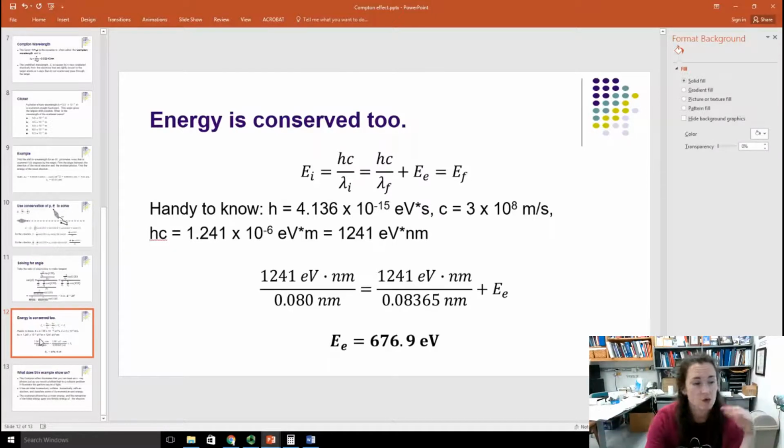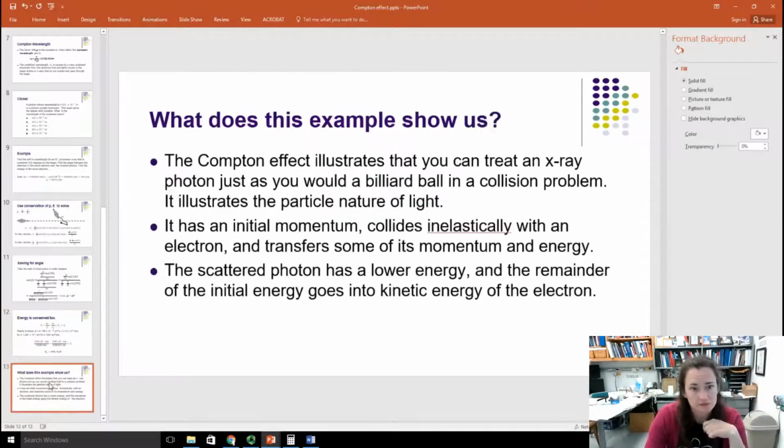I've solved it. Now what did this tell us? First, the Compton effect illustrates that you can treat an X-ray photon just like you would a billiard ball in a collision problem from an introductory physics class. So what that tells us is light does act like a particle in this case. It has an initial momentum. It collides inelastically with an electron, and it transfers some of its momentum and energy to that scattered electron, just like a billiard ball would.